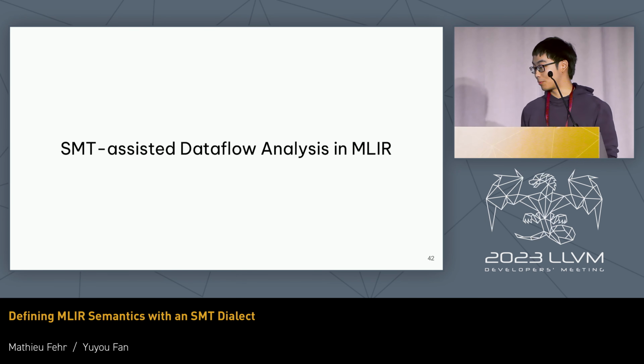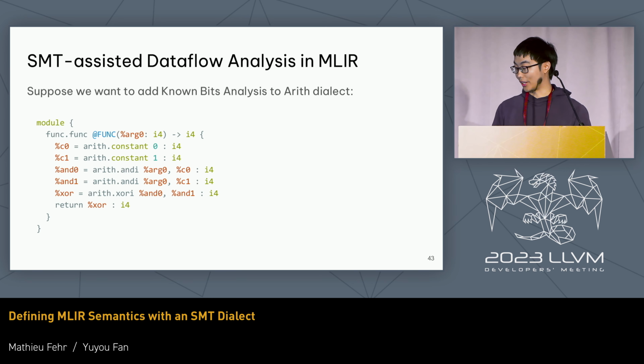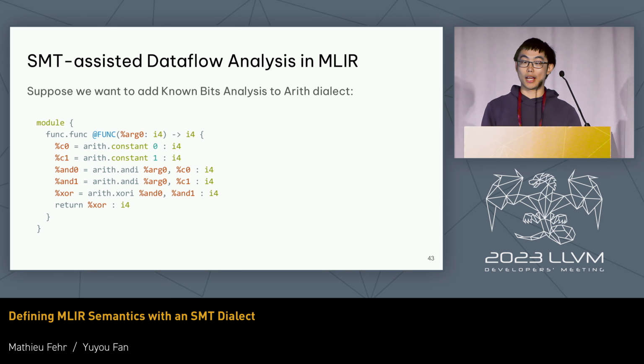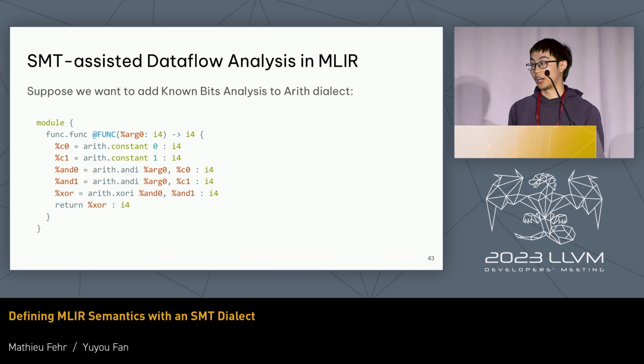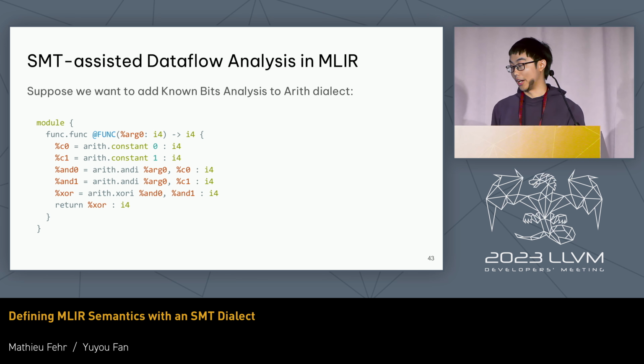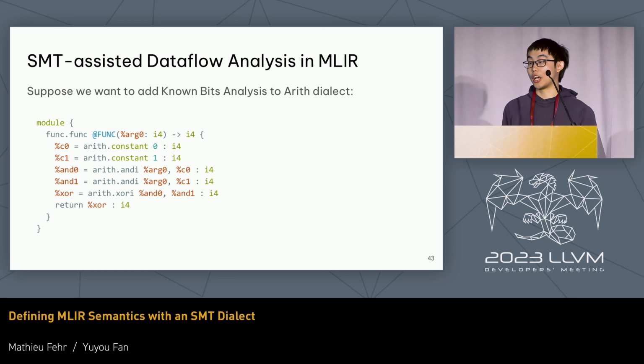Now, I introduce our project, SMT Assistant Data Flow Analysis in MLIR. Let's look at an example. Suppose we want to add a known-bits analysis to MLIR. Currently, MLIR has integer range analysis and dead code analysis, but it does not support known-bits analysis. It is used heavily in LLVM, so we want to have it in MLIR too.